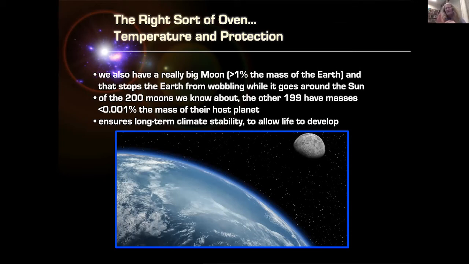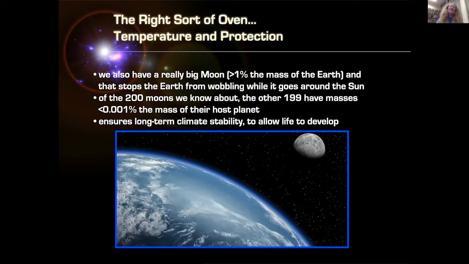As we go around the sun, we're tilted over by 20 odd degrees or so. It's called the obliquity, but it's really stable as it goes around the sun. It's always tilted at exactly the same angle. And that's because we've got this big heavy anchor that keeps us stable. All the other moons, the other 200 or so in the solar system, are utterly inconsequential. They are a factor of 1,000 below in terms of the relative mass of the moon.